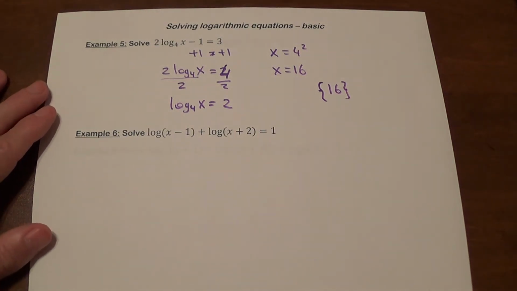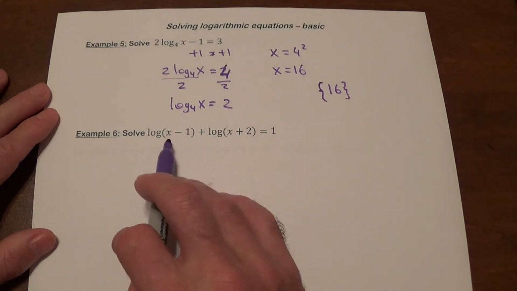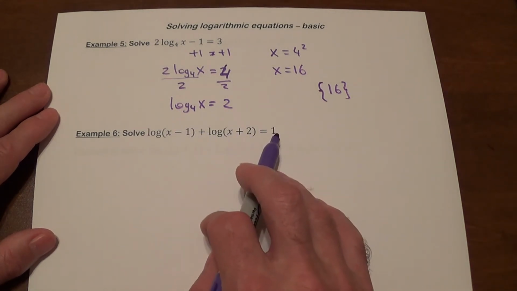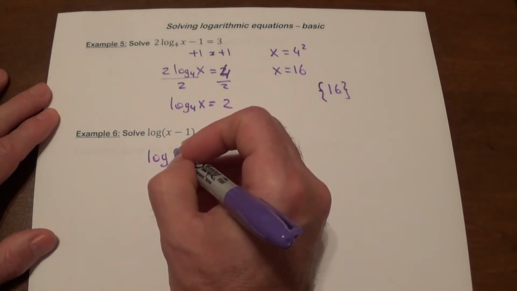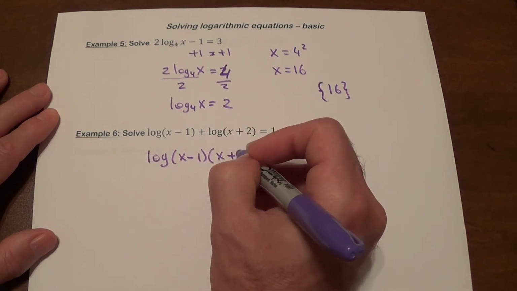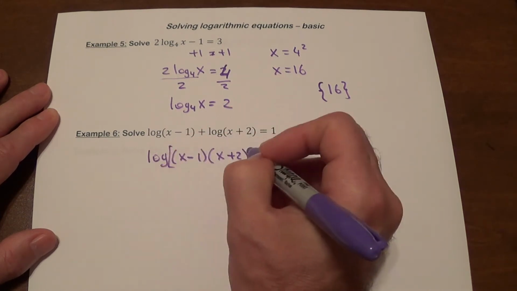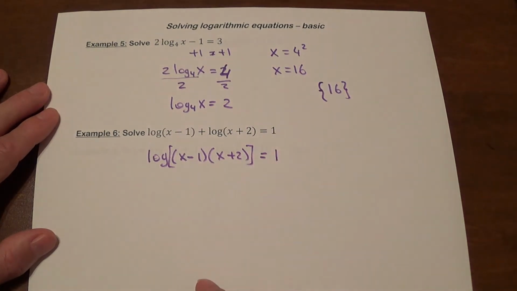Now we have these problems, like example 6. So you have a log plus another log. You need a single log here. You have a number here, but these two logs need to be combined. So using properties of logarithms, we can actually remember, I hope, that you can get these two quantities multiplied and convert into a single log.